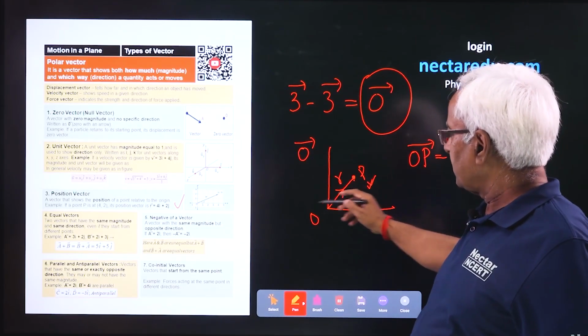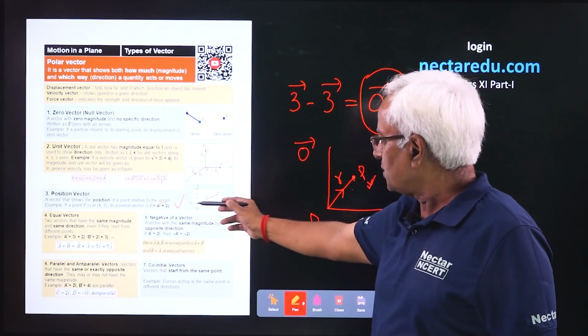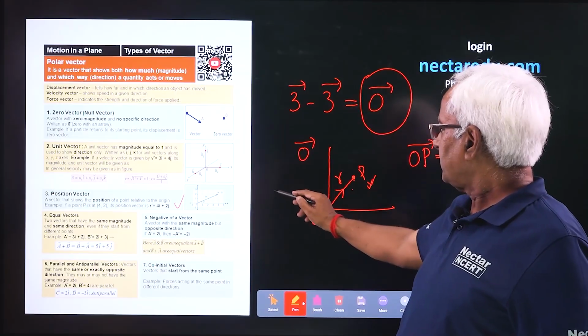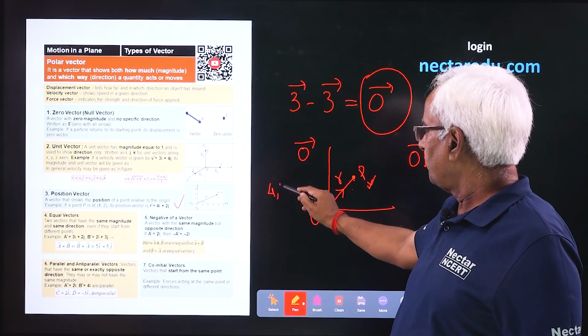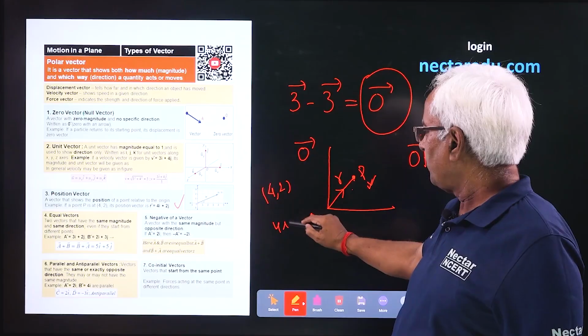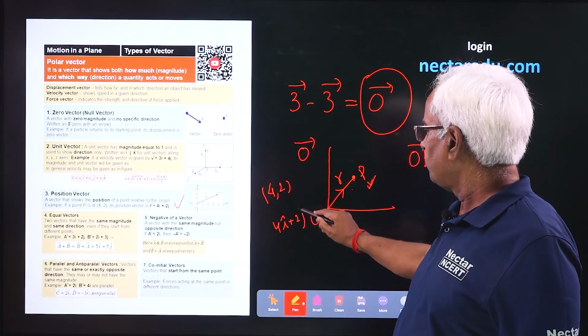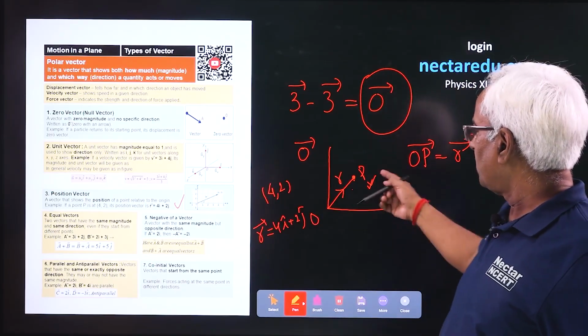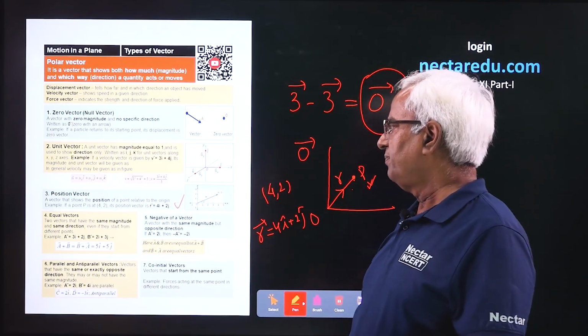Location, if you are having, yes, for example, this one, it is 4 on x and 2 on y. You can say that it is having the coordinate 4 and 2, or in vector form, you'll write 4i plus 2j. This would be the representation for position vector.